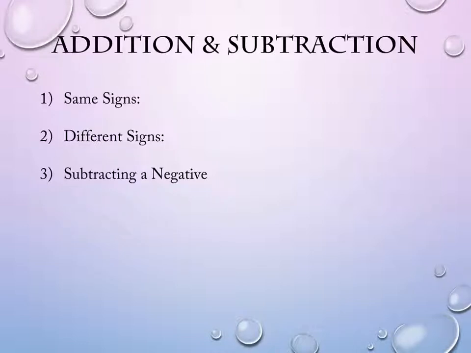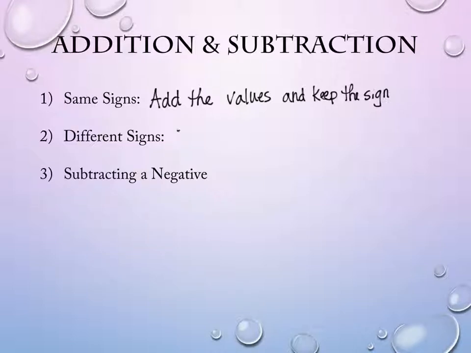So the first one, the same signs. When we have the same signs, both positives or both negatives, we're going to add the values and keep the sign. So if the sign was already positive, you're adding two positive numbers, the answer will be positive. If you're adding two negative numbers, the answer will be negative.